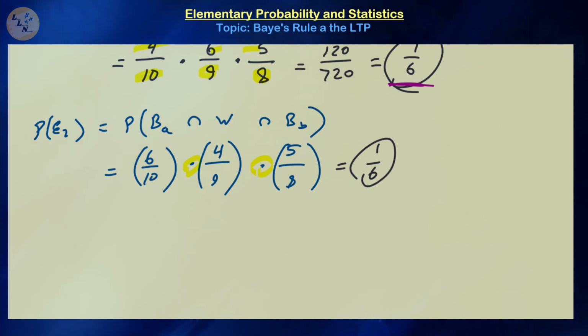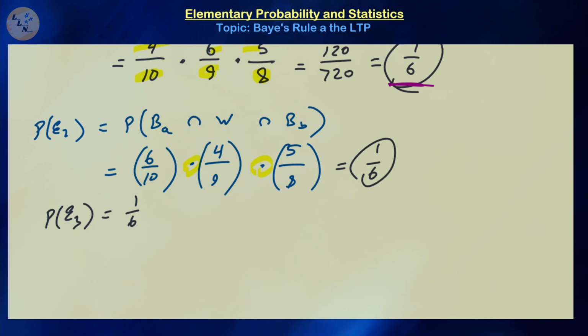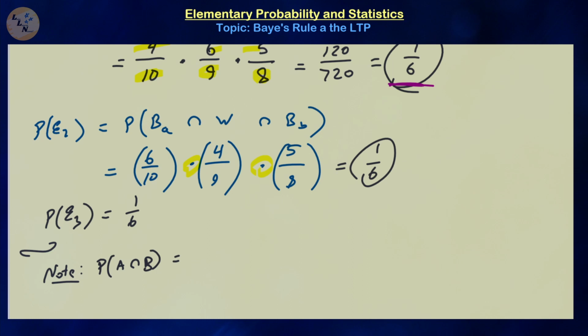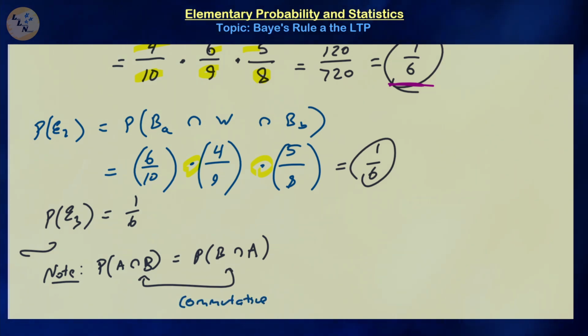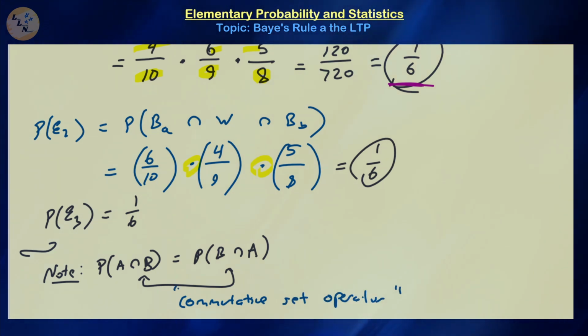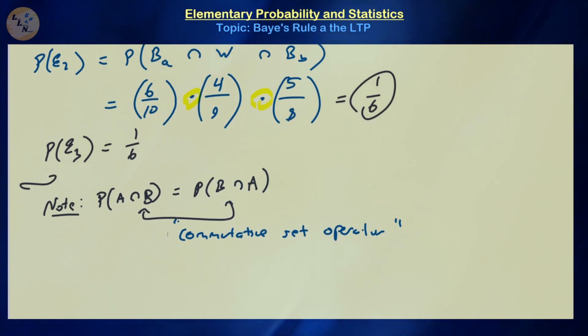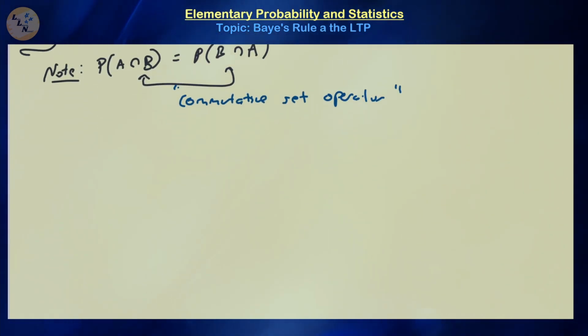So one could also use the same exact logic to realize that the probability of event 3 will also be equal to 1/6. Again, you probably should have already realized that you could do this trick, or maybe just multiply one of them by 3, because the probability of A and B is the same as the probability of B and A, right? That is, the intersection is a commutative set operator. That means it doesn't matter the order in which you intersect them, you will get the same exact set.